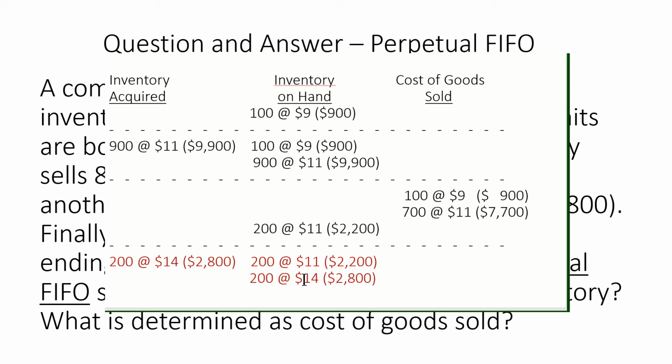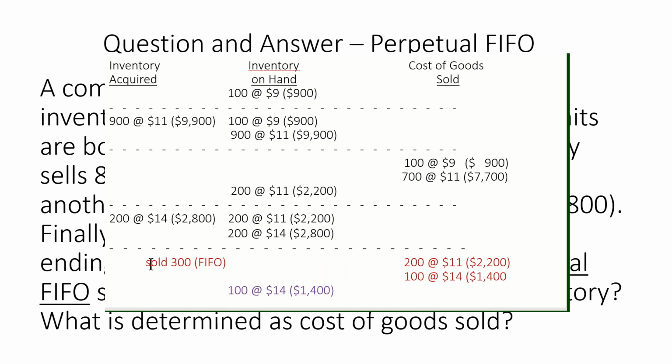Which 300? It's FIFO. So I'm betting it's going to be these 200 at 11 and 100 of these at 14 because that's FIFO. They start with the first ones and go down from there. So let's see if I'm right. Sure enough, they sold 300. 200 at 11 go to cost of goods sold. 100 of the ones at 14 go to cost of goods sold. And that leaves 100 at 14. That is perpetual FIFO. There's no reason you can't do that.